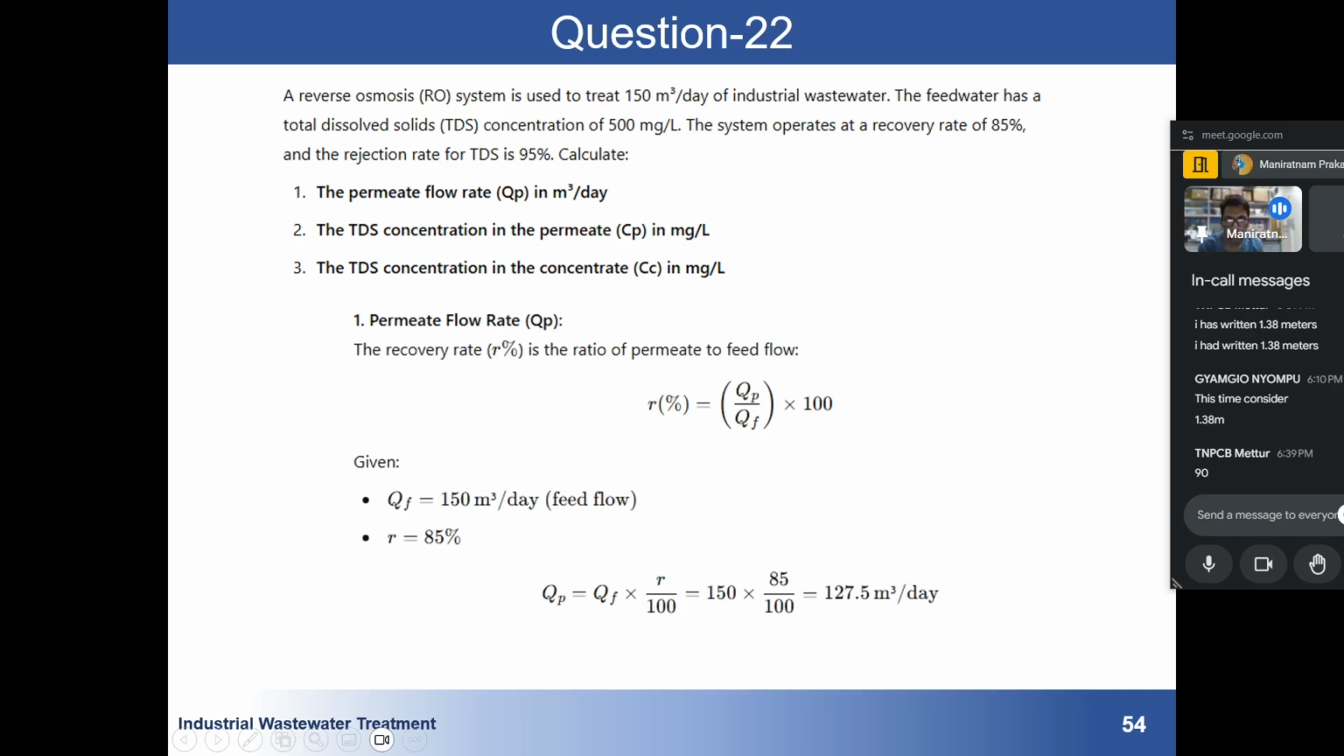So this was very simple. We know the formula: R percentage is Qp by Qf into 100. Feed is given to you, that is 150 meter cube per second. Then you have to find R, meaning this much water is coming in, this much is going out, but the permeate is only this much, because we have a recovery rate of only 85%.